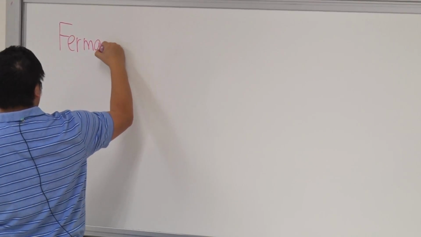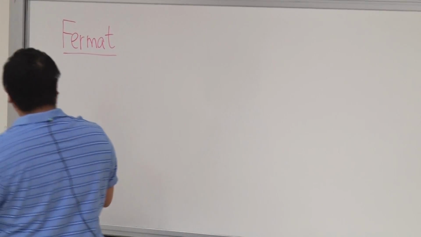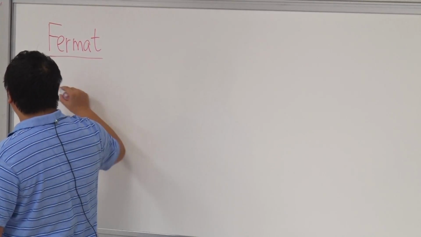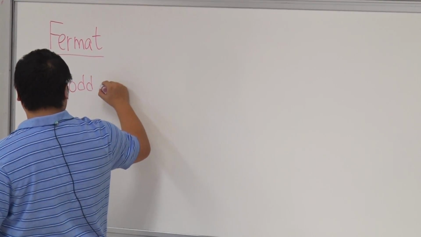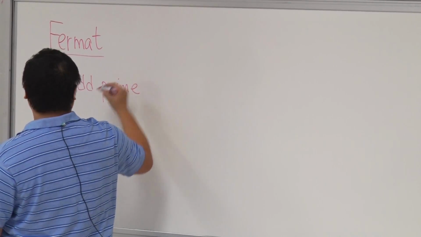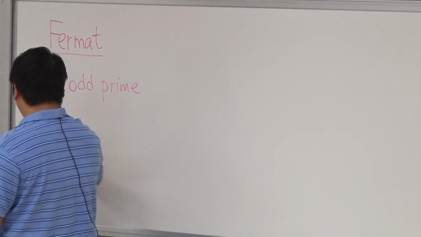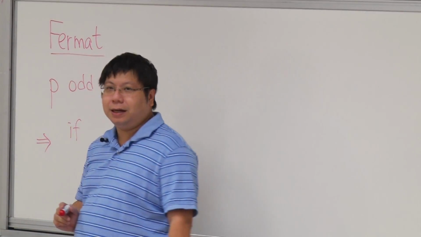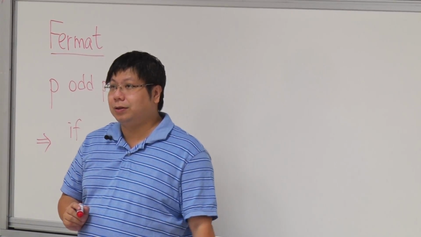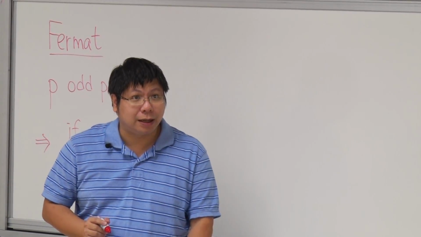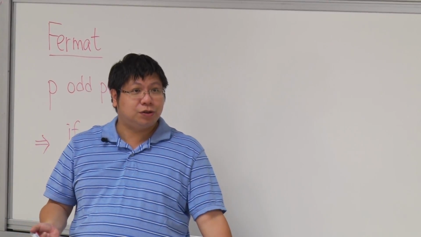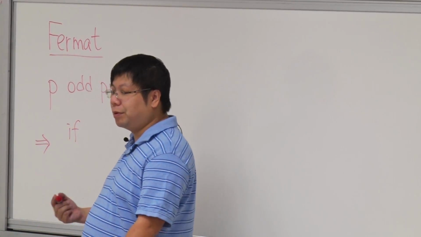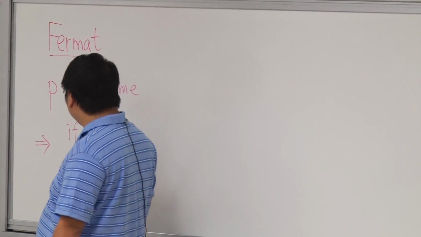For instance, there are two more results, one from Fermat. Fermat says that if P is an odd prime, then there are two cases. Either P is a multiple of 4 plus 1, or P is a multiple of 4 plus 3. So if P is odd, there are just two cases: if you divide it by 4, the remainder is 1, or the remainder is 3. The other cases are even.